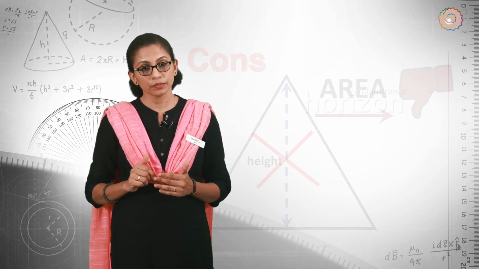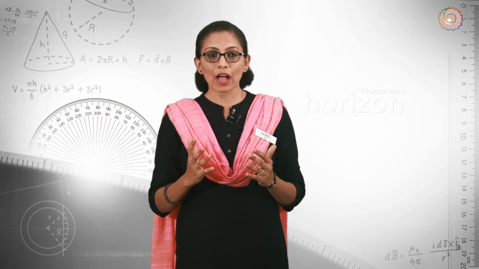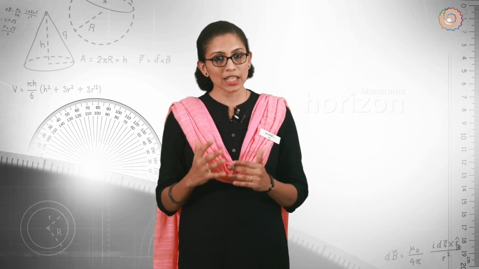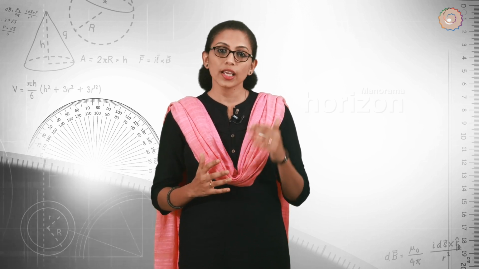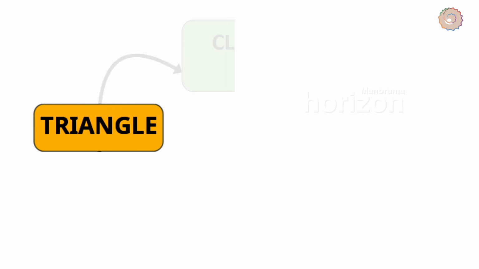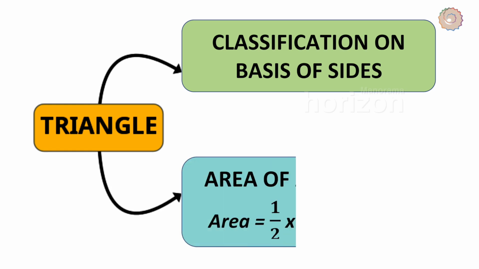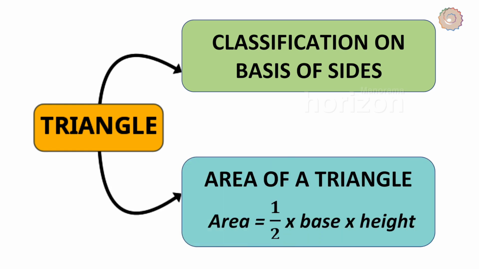So let's have a recap of what we have learned in this section. To sum up, we have discussed the classification of triangles on the basis of sides and the method of finding area using the base height equation. And we have seen the equation area is equal to half into base into height.